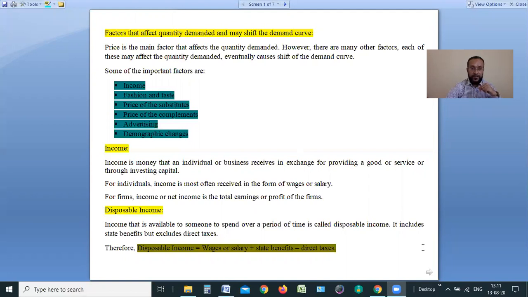Then comes the disposable income. Disposable income is the available money to someone to spend over a period of time. It includes state benefits and excludes direct taxes. So the formula for calculating disposable income is wages or salary plus state benefits minus direct taxes. Now let me show how this disposable income will affect the demand curve. Always remember, not only income, disposable income will cause the demand curve to shift right or left.